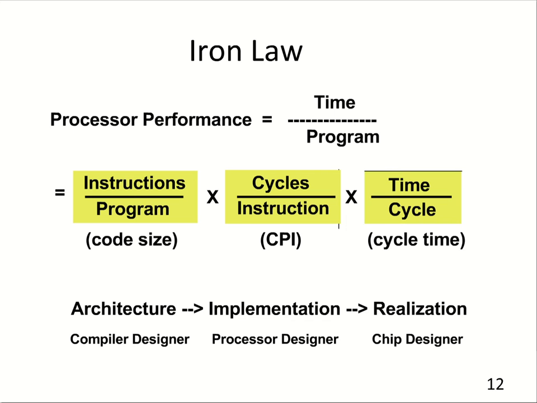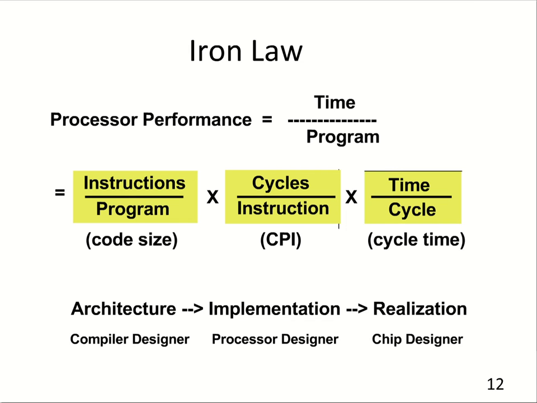Let's dig a little bit deeper. So we talk about instructions, and we talk about cycles, and we talk about programs. We can put all of these concepts together into what's known as the iron law of processor performance. Like we've already discussed, we like to think of the performance of a processor in terms of the time it takes to execute a given program. So time over program.